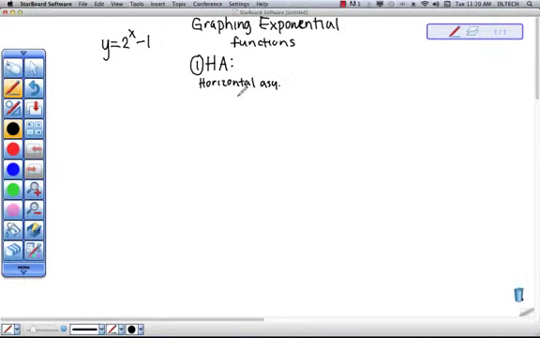In this case, our horizontal asymptote would be anything that is being added or subtracted to 2^x. In this case, -1 would be our HA.